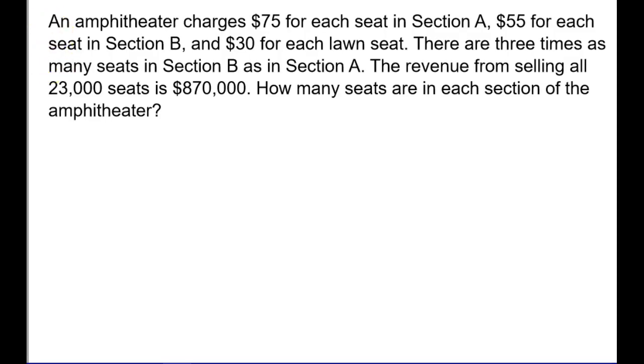So now here's our last example. This is example number 4. Okay, this is kind of a real world problem. An amphitheater charges $75 for each seat in Section A, $55 for each seat in Section B, and $30 for each lawn seat. There are 3 times as many seats in Section B as in Section A. The revenue from selling all 23,000 seats is $870,000. How many seats are in each section of the amphitheater?